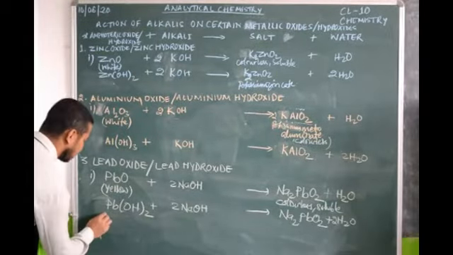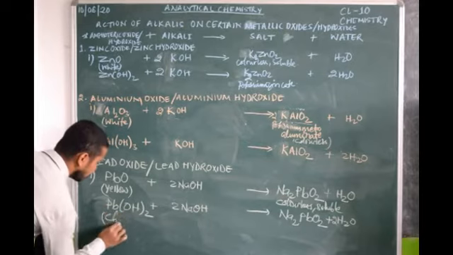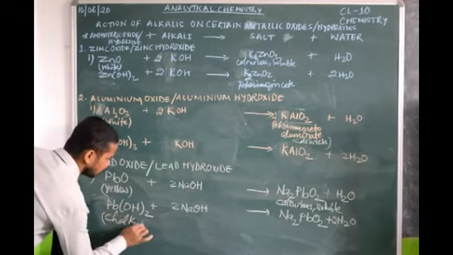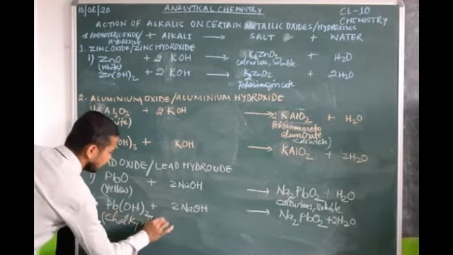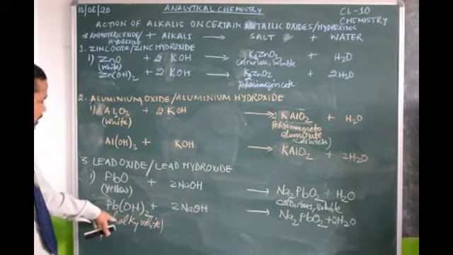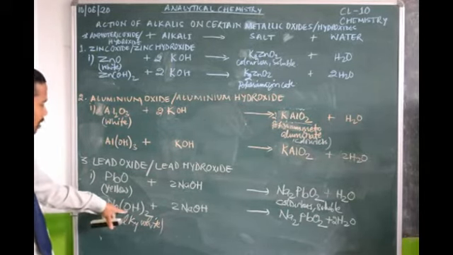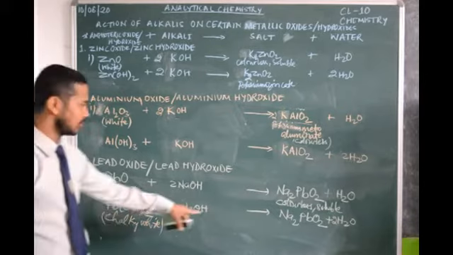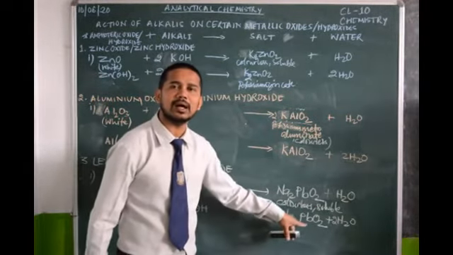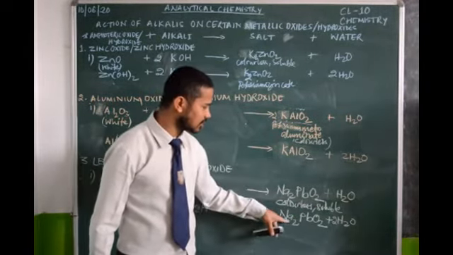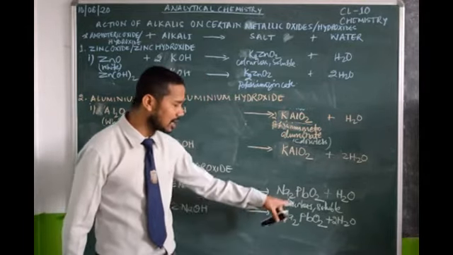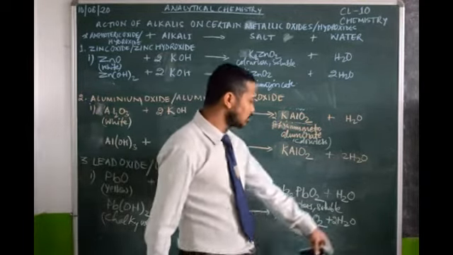And what is the color of this precipitate? Chalky white. This insoluble substance is chalky white. But this is a soluble substance and it is colorless, because it is a compound of sodium. So colorless, plus 2 molecules of water.